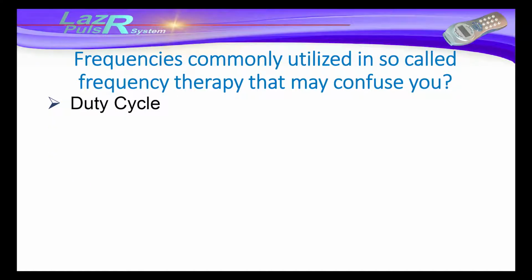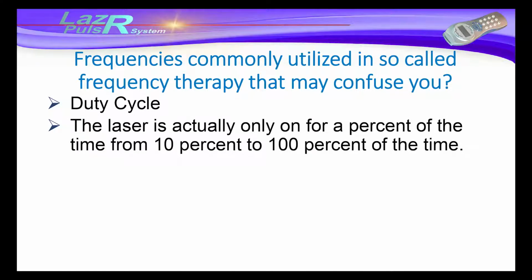Next, we have what is called the duty cycle. This is similar to the superpulse laser in that the laser is actually only on for a percentage of the time. The device usually has a setting from 10 to 100, which has nothing to do with the pulse rate, but only has to do with how much of the time the lasers are running, from 10% to 100% of the time. This is performed by pulsing the laser at some arbitrary pulse rate. Then for each pulse, the laser is on for 10% of the time and then off for 90% of the time, and so on.